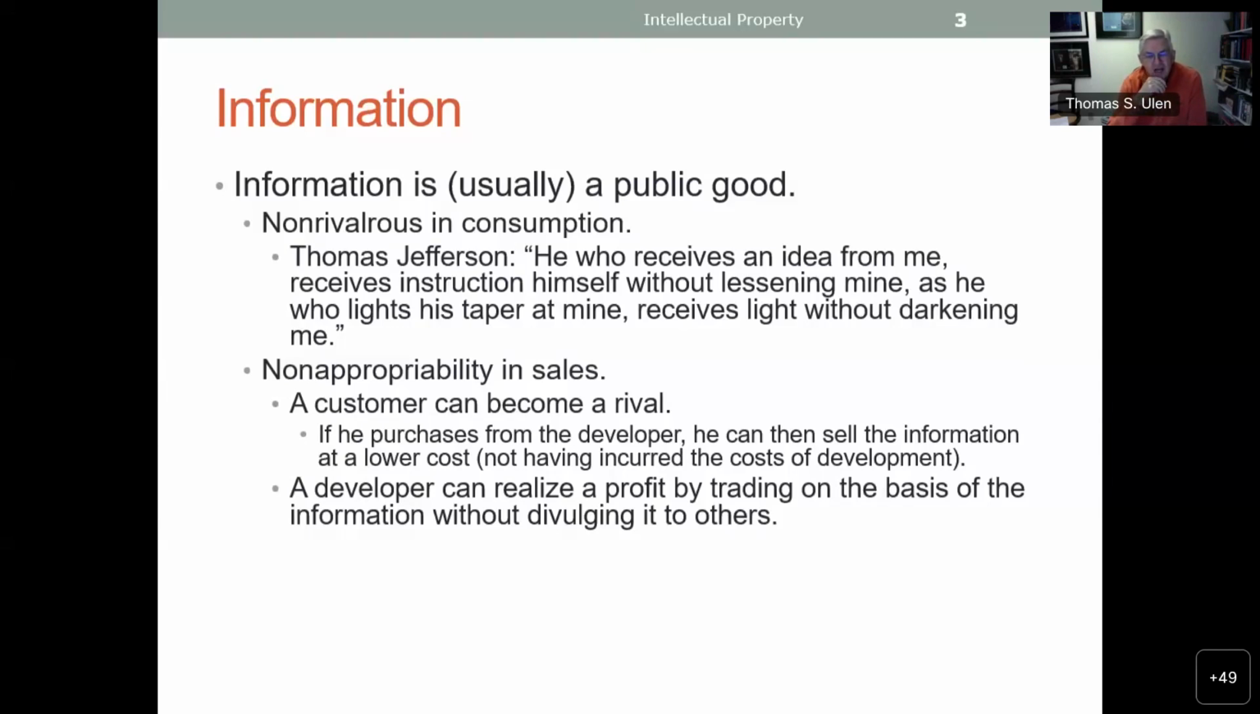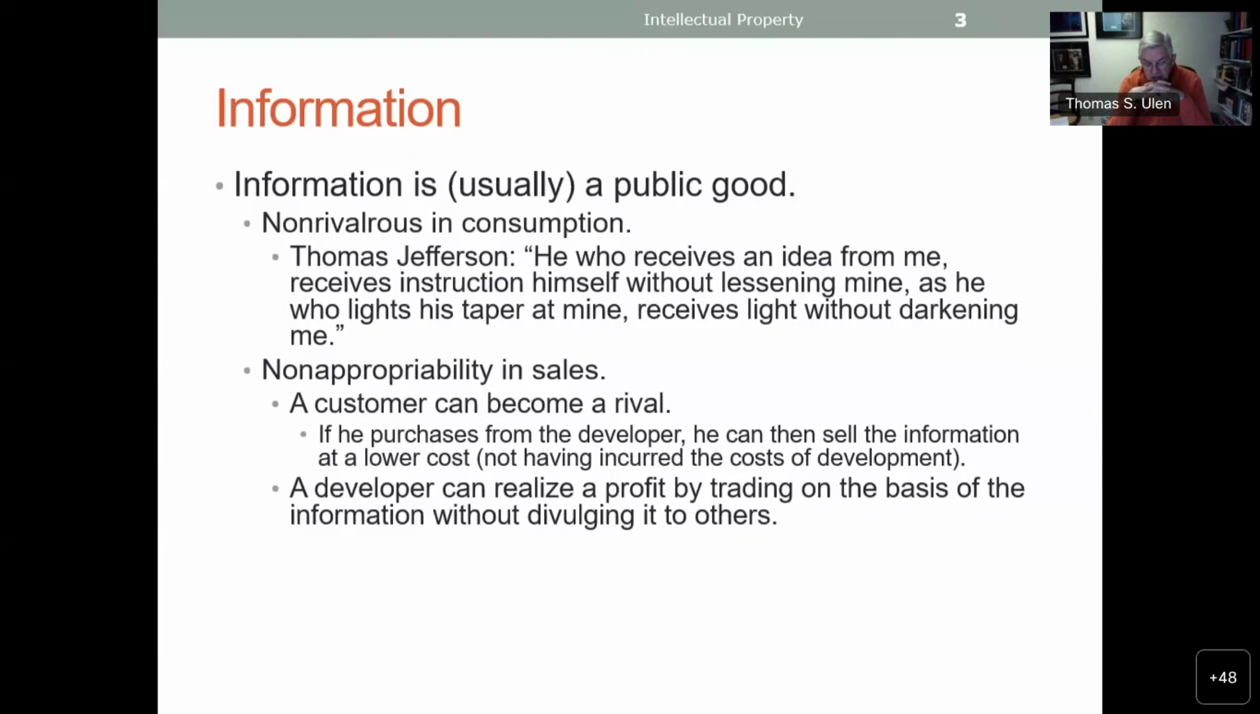Information also has non-appropriability in sales. A customer can become a rival. They may pay you for the information, but then they can take the information and sell it on to somebody else. Why should I develop information and give it to somebody else if I'm not going to realize the benefits of that information? It's a real and important problem that information is a public good and needs special treatment.